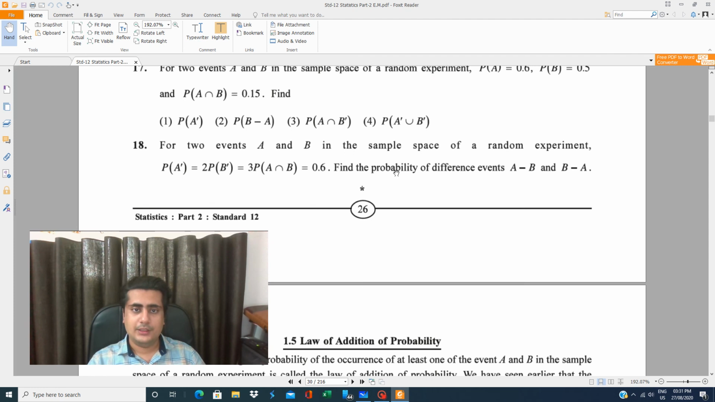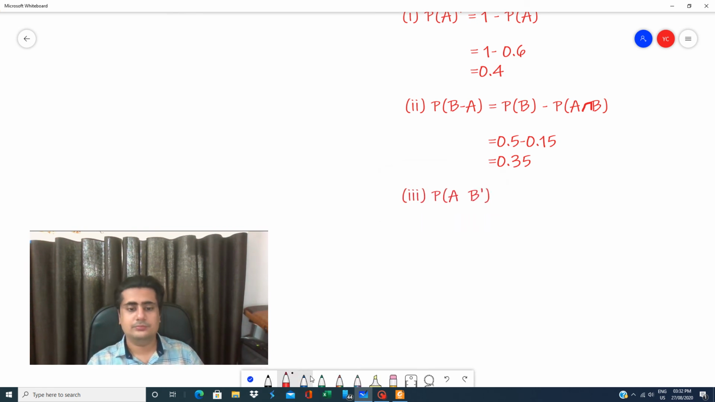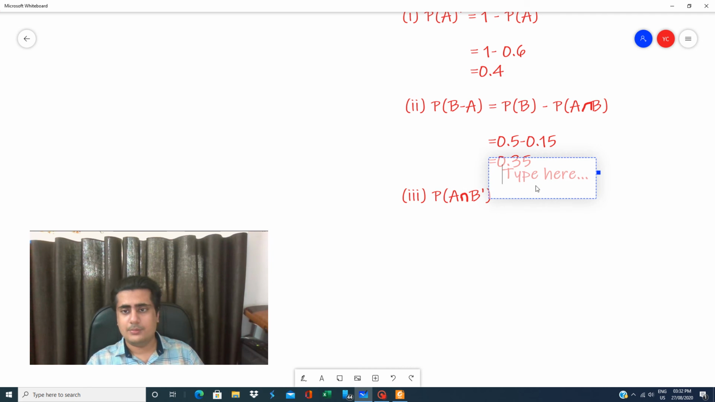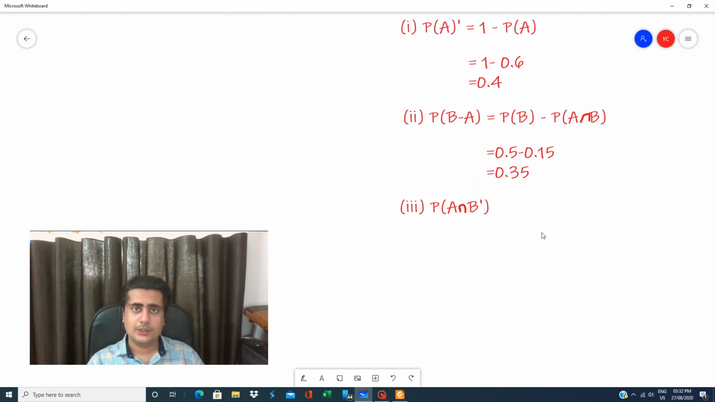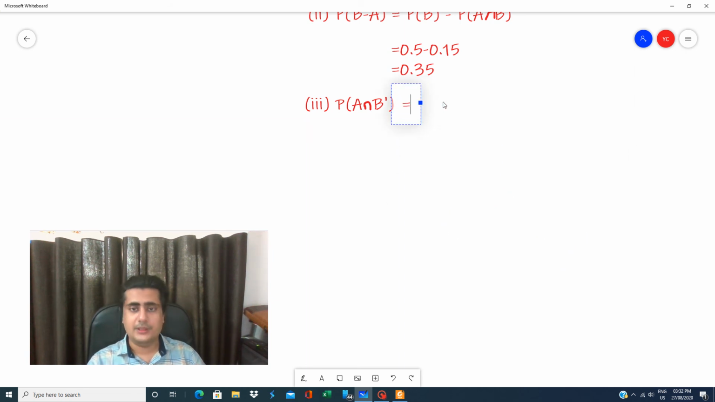Then P of A intersection B dash. Now what is this P of A intersection B dash? You have to learn this particular thing. They have asked B dash. B dash means B is not there. Now B is not there and it is intersecting with A. That means it is A minus B.